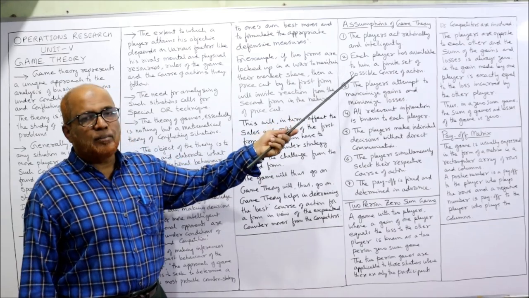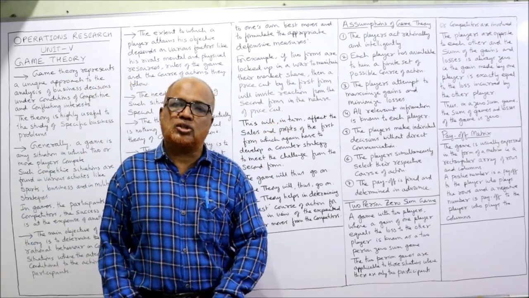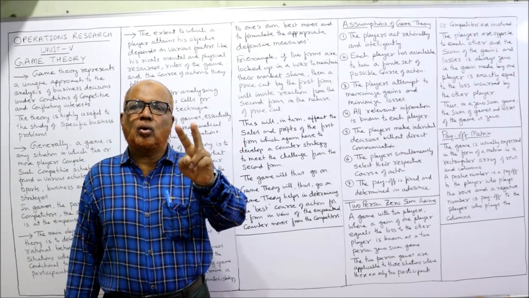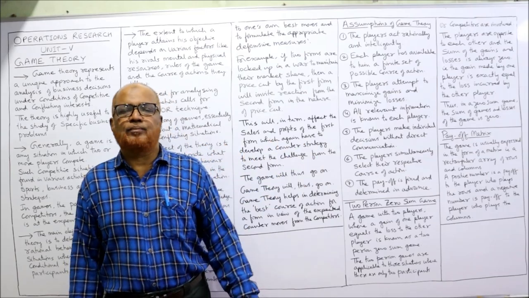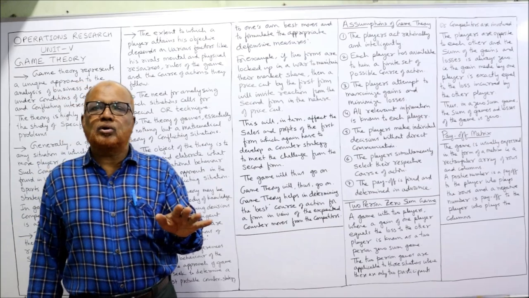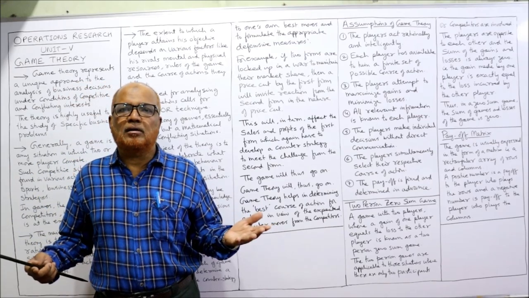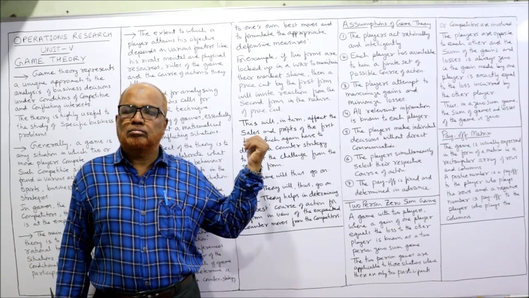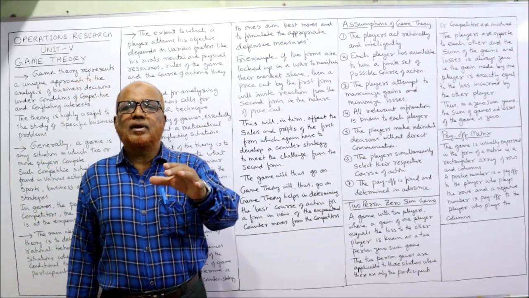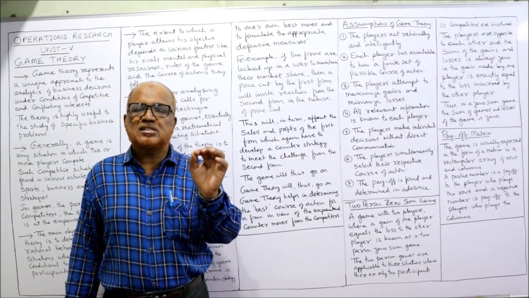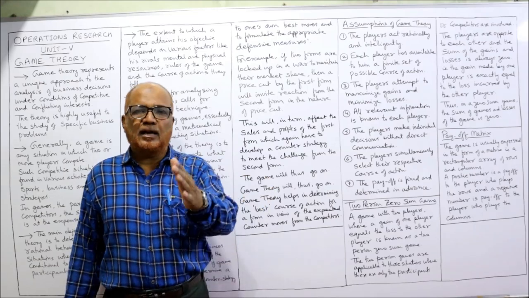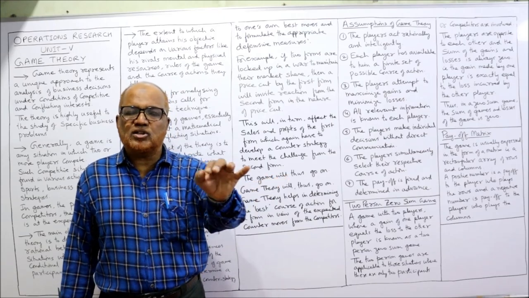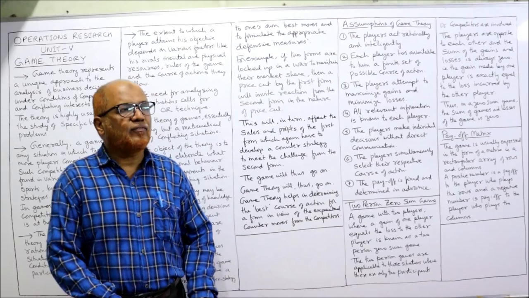Second, each player has available to him a finite number of possible courses of action. See here. Decision making will arise whenever we have two or more alternative courses of action. If we don't have alternative courses of action, there is no case of decision making. But here we have alternative courses. So what is the assumption of game theory? That every player will have a finite, fixed number of alternative courses of action, like A, B, C, D, E. Five options are there. Out of the five alternative courses of action, he has to select any one. The finite number of courses of action.